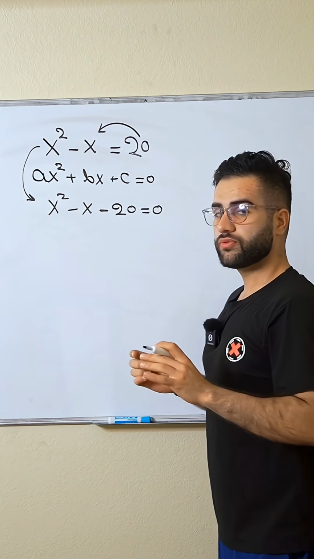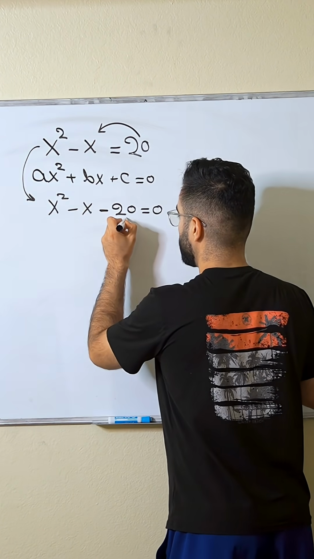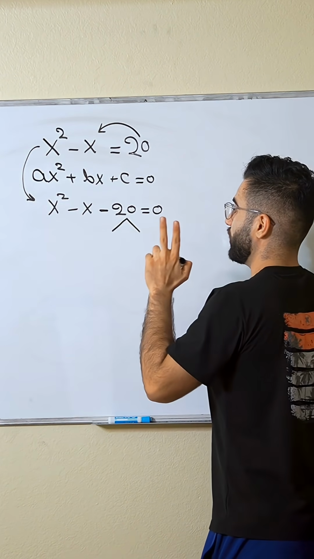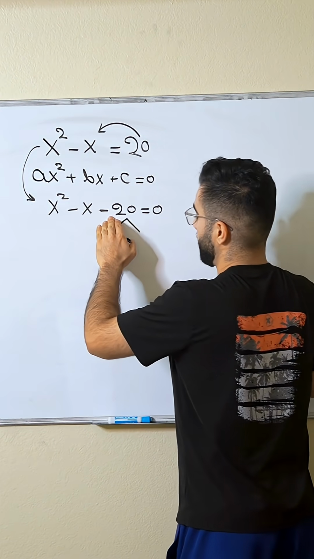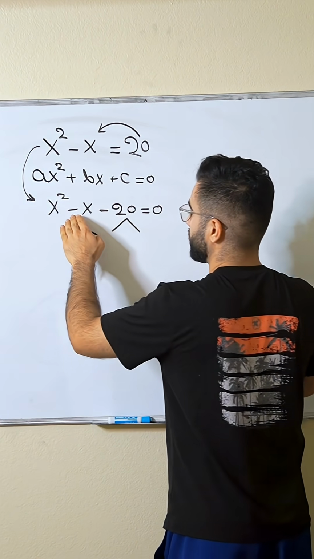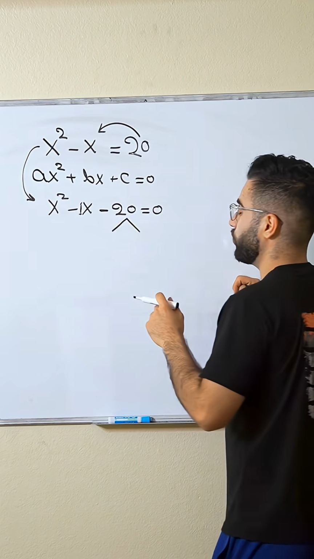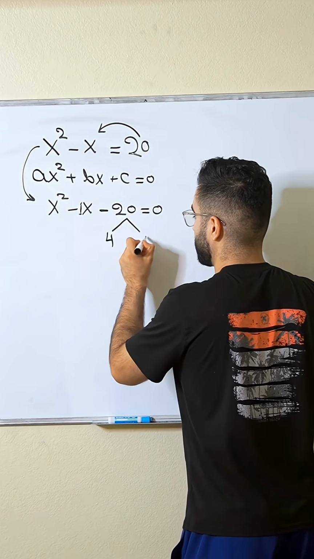So now, in order to find the value of x, I have to find two numbers. This is very important. I have to find two numbers which, when I multiply them, have to give me negative 20. And when I add them, it has to give me negative 1, because I have a negative 1 here, right? What are those two numbers? It is 4 and 5.